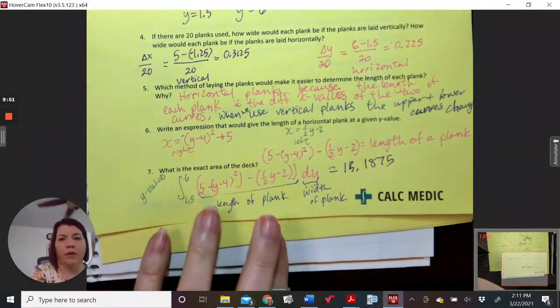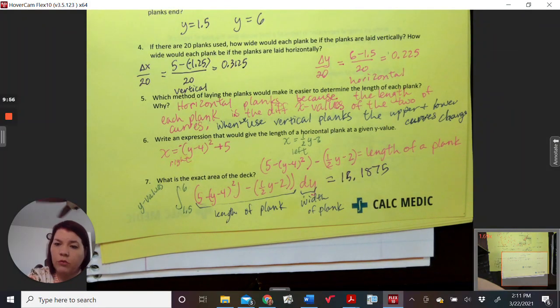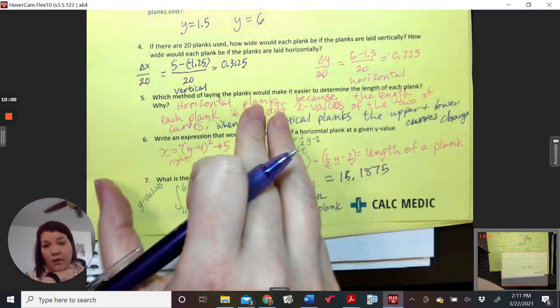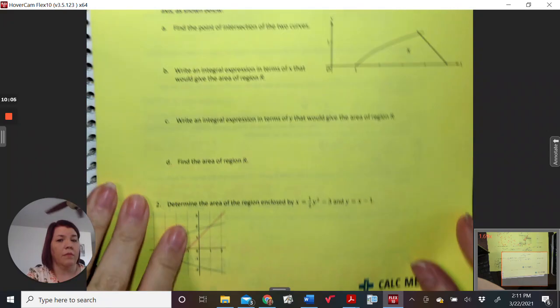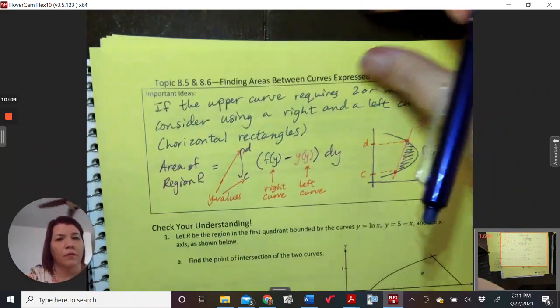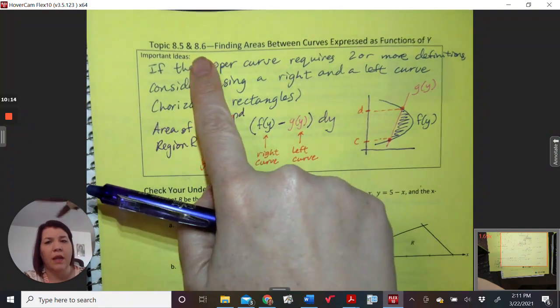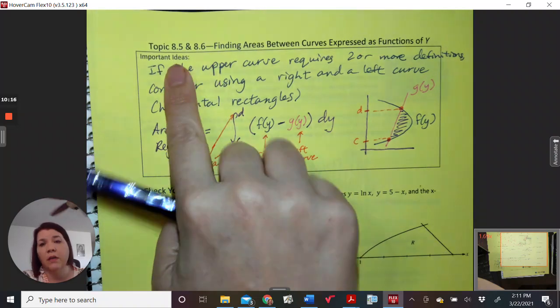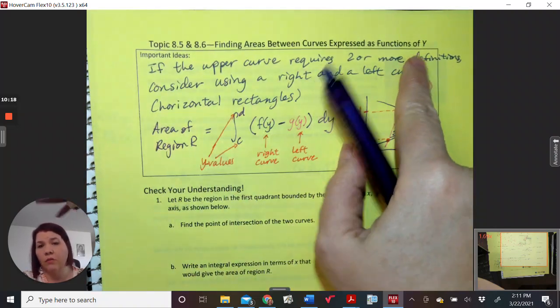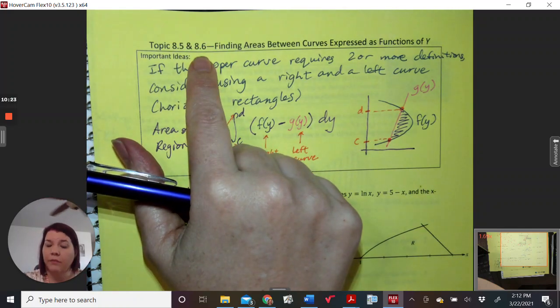No big deal. So once we feel comfortable with area, we can switch back and forth between area in terms of x and area in terms of y. So back we go to our important ideas for topics 8.4, 8.5 and 8.6. So 8.5 is functions of y, 8.4 is functions of x, and 8.6 is choosing and applications.